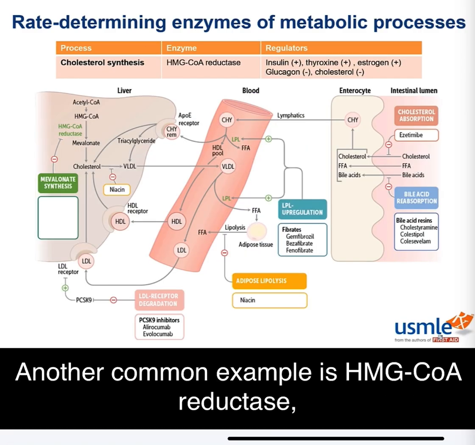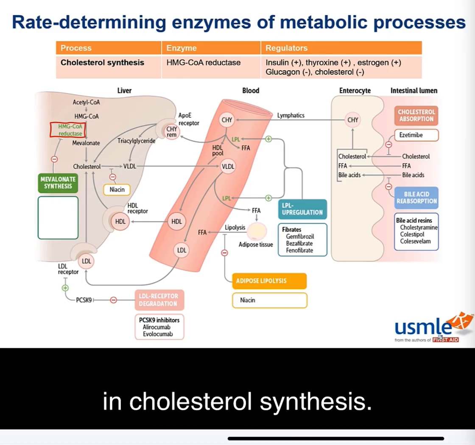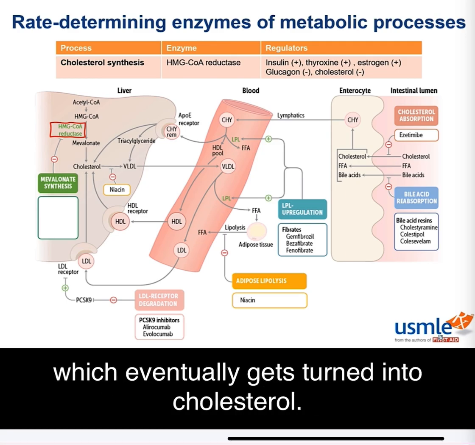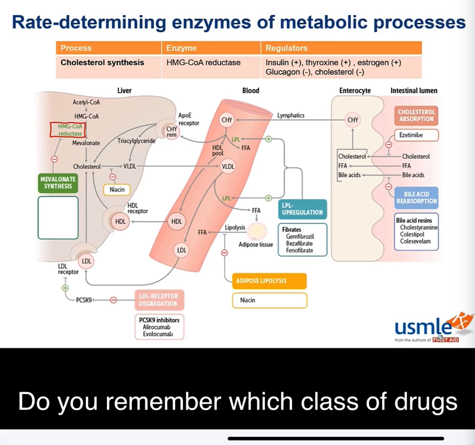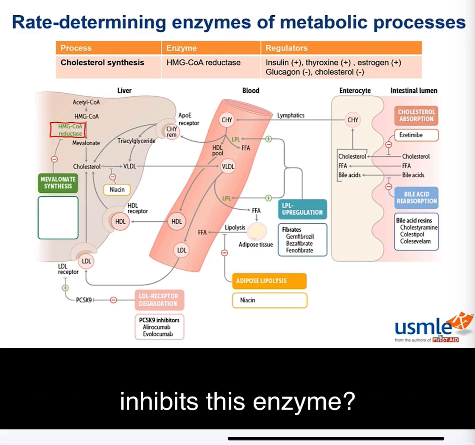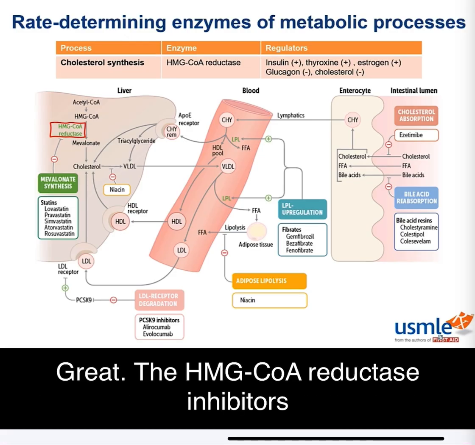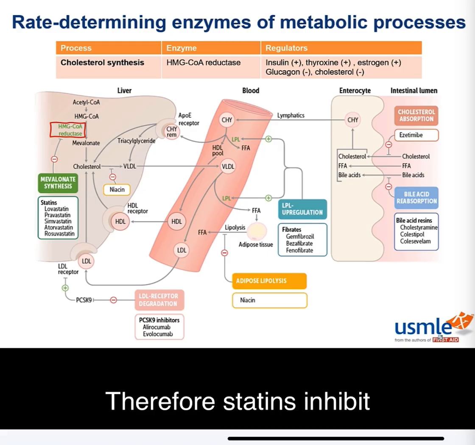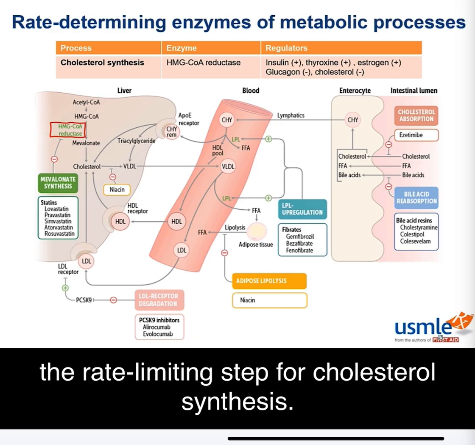Another common example is HMG-CoA reductase, which is the rate-limiting step in cholesterol synthesis. HMG-CoA reductase converts HMG-CoA to mevalonate, which eventually gets turned into cholesterol. Do you remember which class of drugs inhibits this enzyme? Great! The HMG-CoA reductase inhibitors, or statins, which are used to treat hypercholesterolemia. Therefore, statins inhibit the rate-limiting step for cholesterol synthesis.